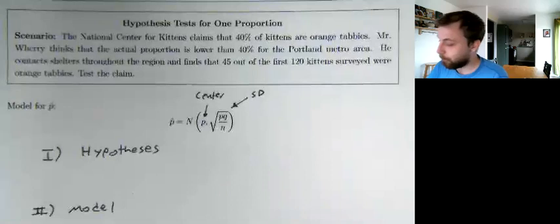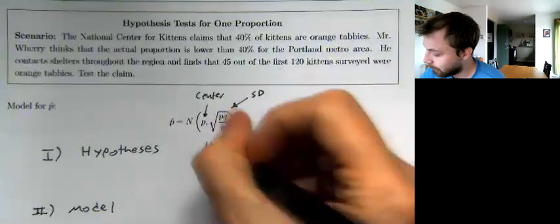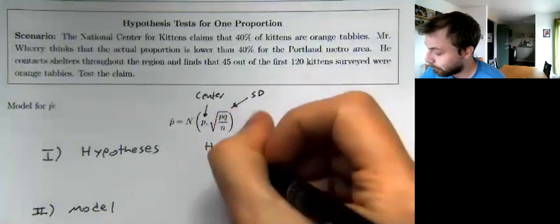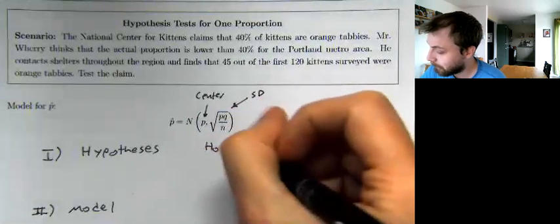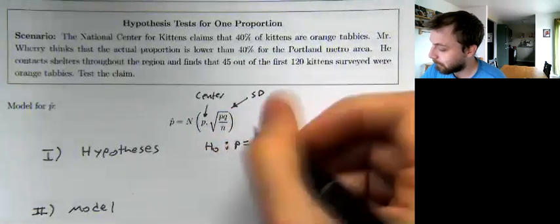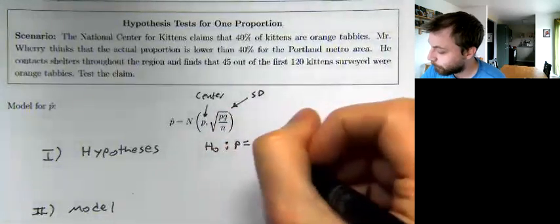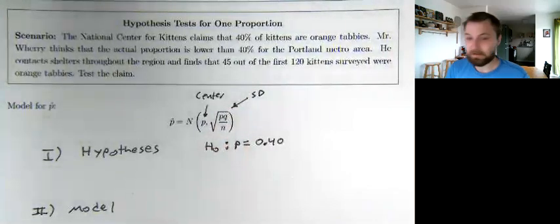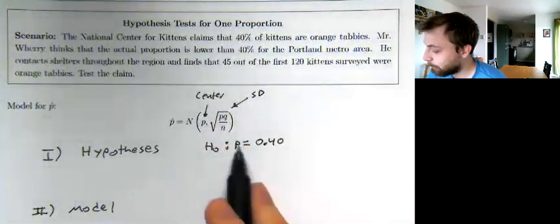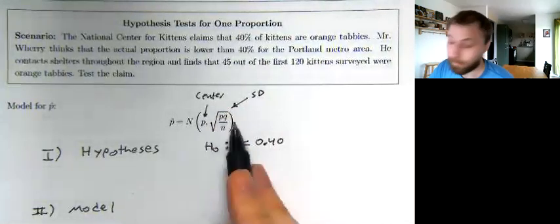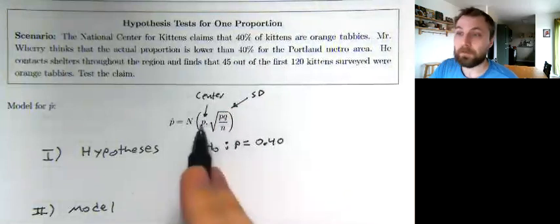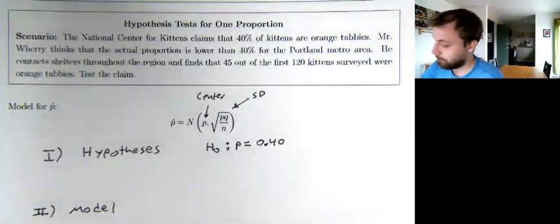Hypotheses for one proportion is always going to be H sub 0, the null hypothesis, is p equals some number. In this case, the number that's being claimed is 40%. This tells me that every time I see the symbol p show up, like I have in this model above, I'm going to be plugging in 0.40 for that number.